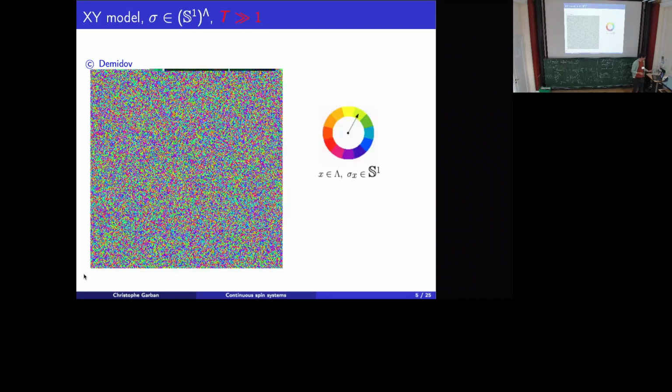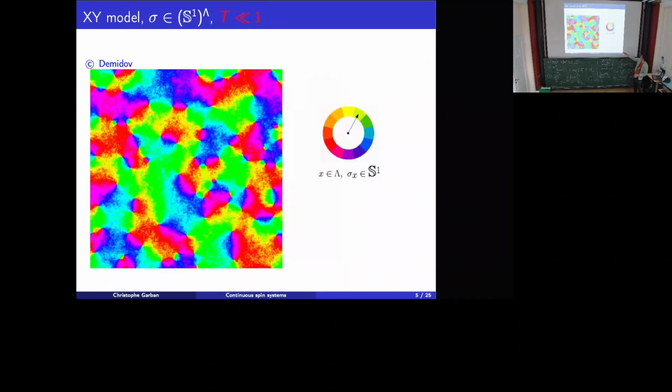So that was the simulation by Demidov, and this was the way to periodically color the spins that are S1 values. This was an instance of a high temperature XY model, and this is an instance of a low temperature XY model. And we can see some vortices. I will get back to those later in this talk. They are the engine behind the BKT phase transition, so they will play an important role.